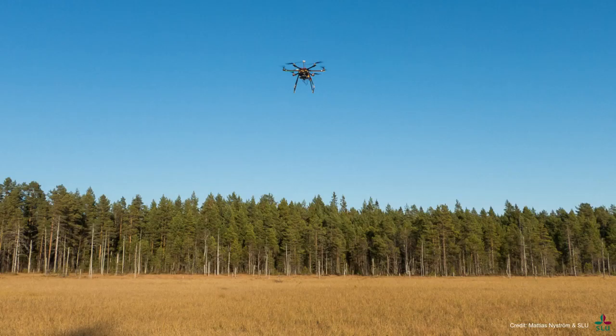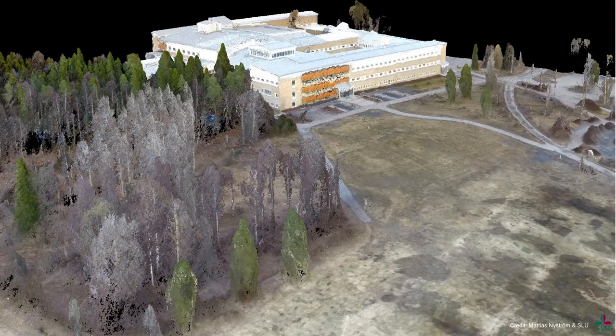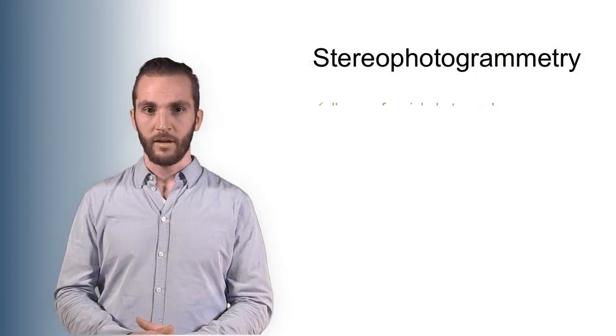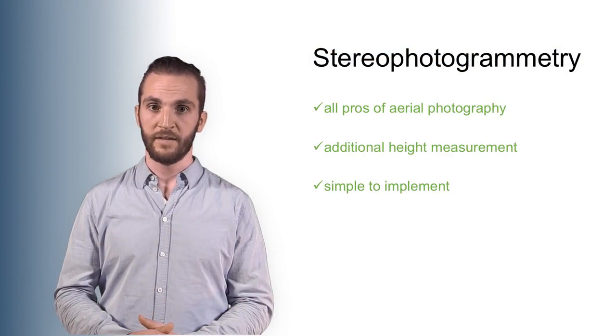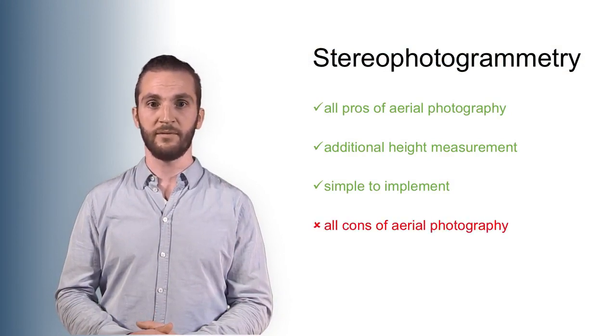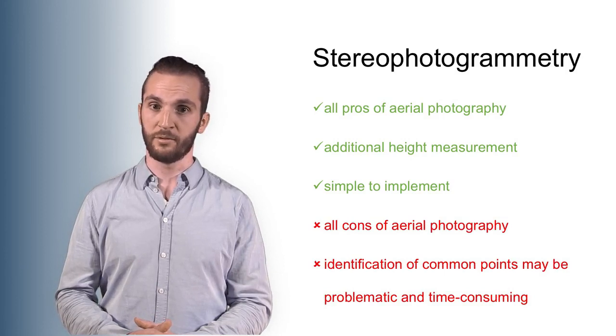In this example, a hexacopter equipped with a camera is used. It is flown over a building along the blue track, and a large number of images are acquired. Using stereophotogrammetric processing, a three-dimensional model of the scene can be created. Stereophotogrammetry inherits the pros and cons of aerial photography. The technique provides useful information and it is relatively simple to use. However, it requires identification of common points in two images, which can be time-consuming and problematic.